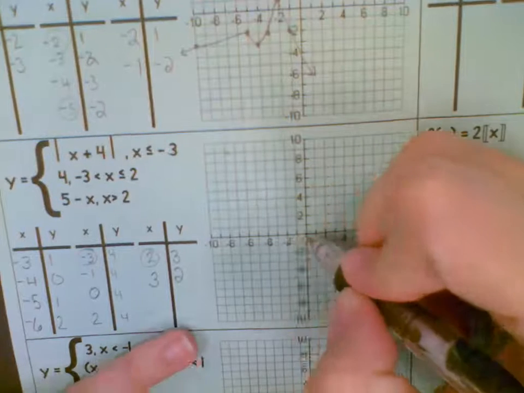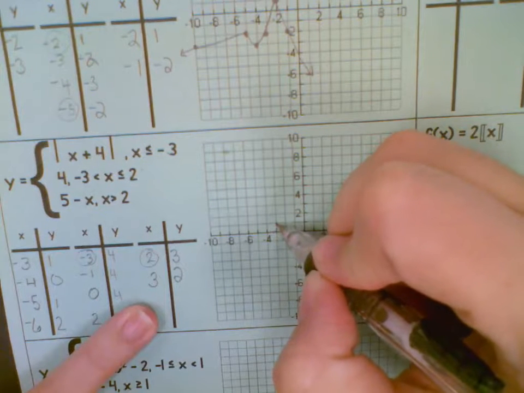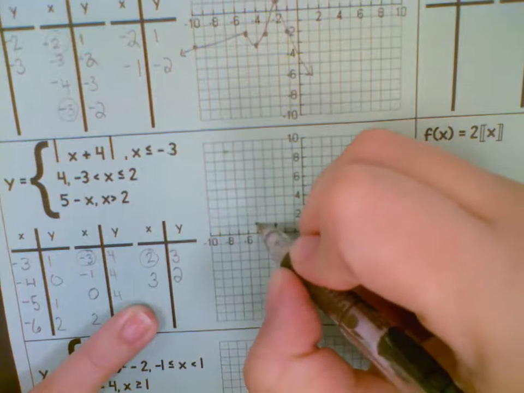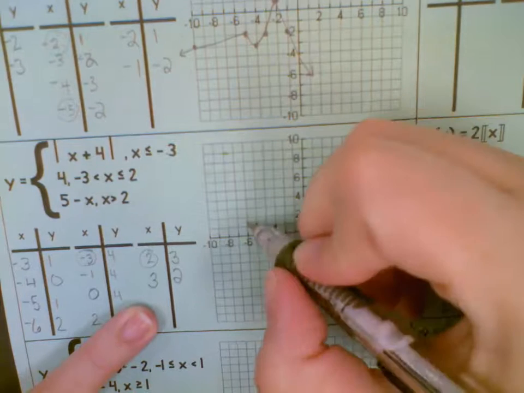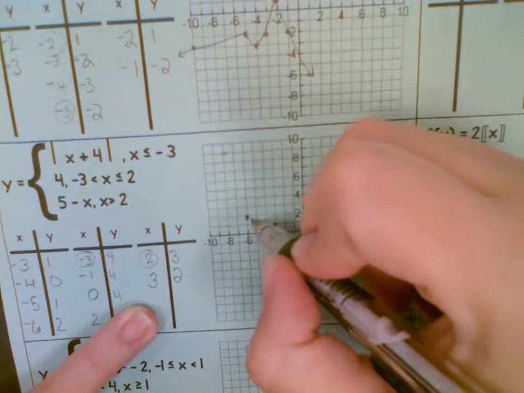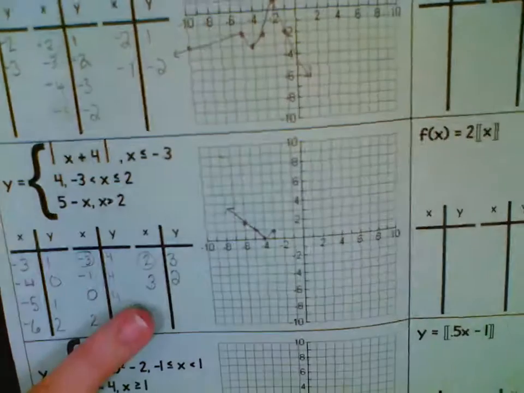Okay, so at -3, we are at +1. At -4, we're at 0. At -5, we're at +1. At -6, we're at 2. And we know it's going to keep going forever in that direction, so we can draw an arrow over there. So that's our first graph.